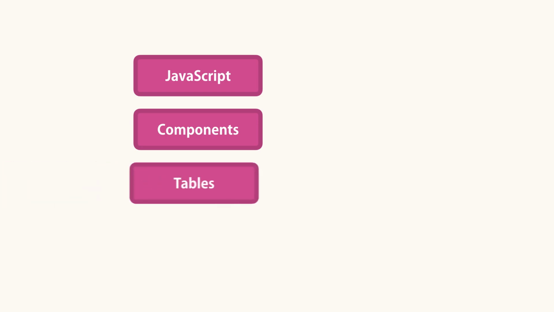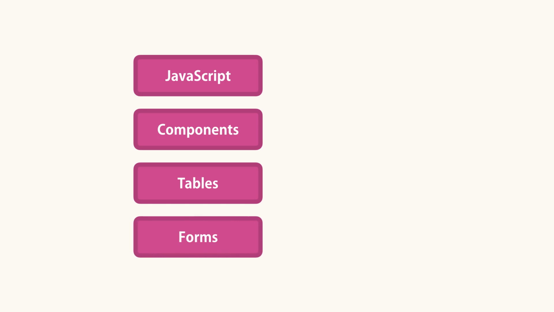Next, we'll look at building tables with pagination, sorting, and searching. These are the common patterns that you see in a lot of real-world applications. Following that, we'll look at forms with validation. Again, another common feature in almost every single application out there.